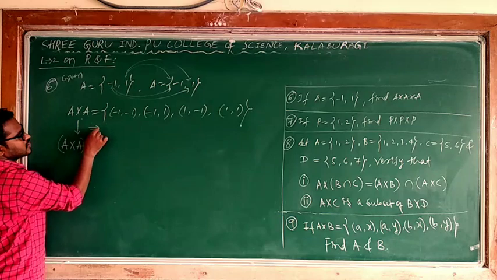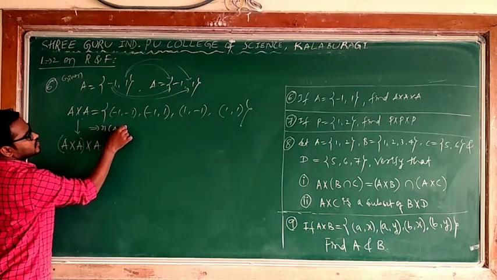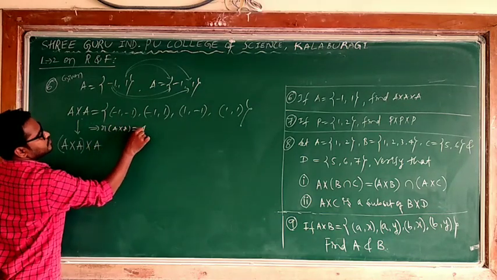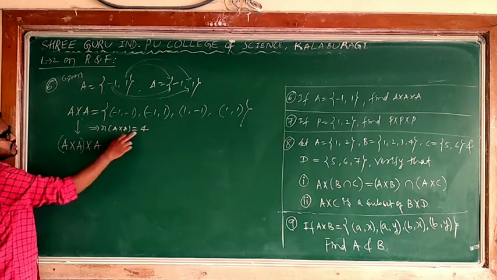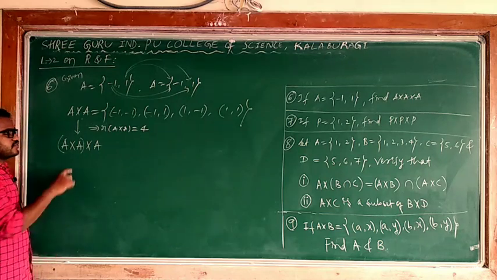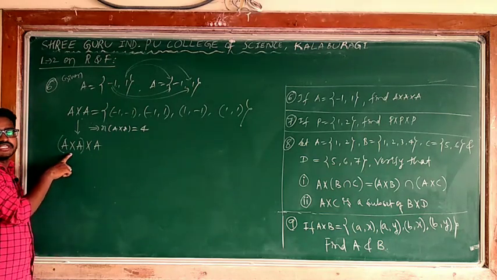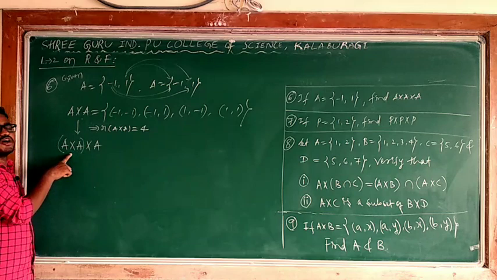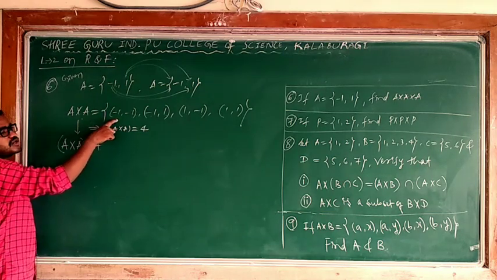It implies that A cross A has how many elements? A cross A has 4 elements. Means when you are saying 4 into 2, I need 8 elements. What are those? I will get, when you are multiplying in terms of 3, ordered triplets. I got here ordered pairs.